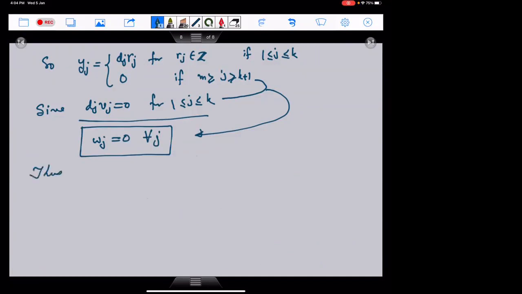Thus, the sum V1, V2, Vm is direct. So V is a direct sum of these. That is what we wanted. If you have a question, you can ask now.